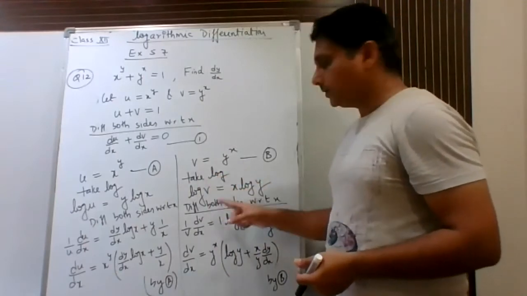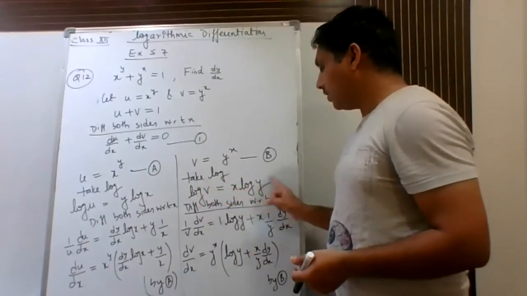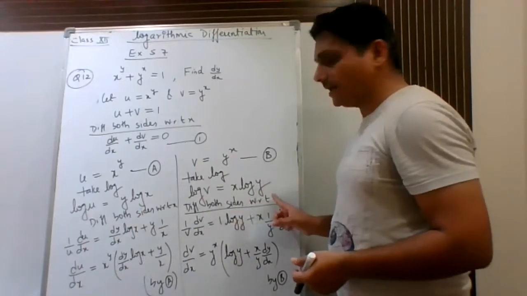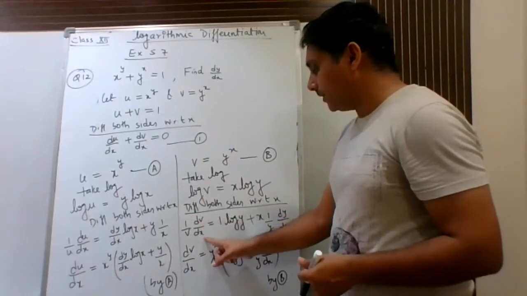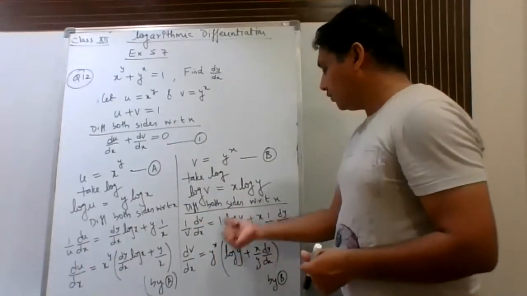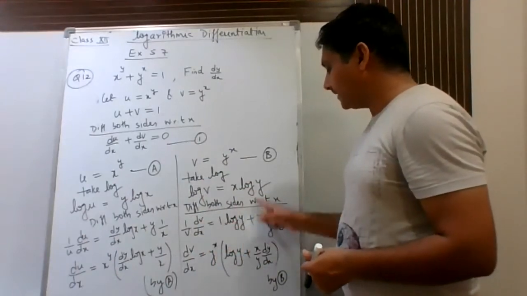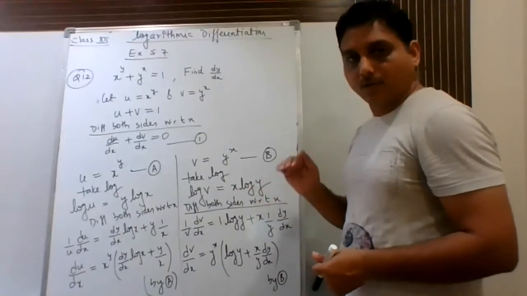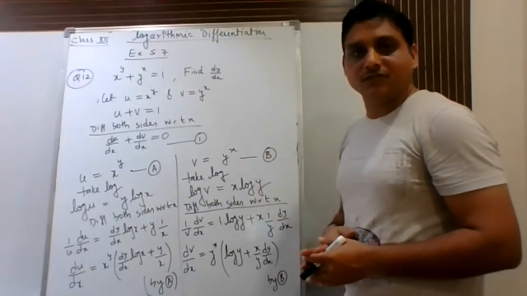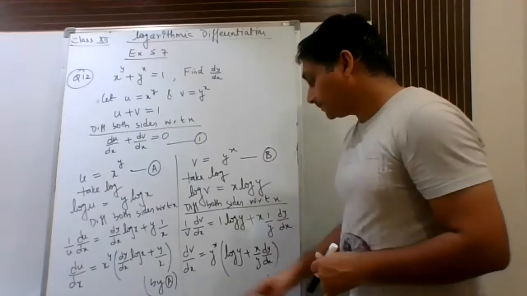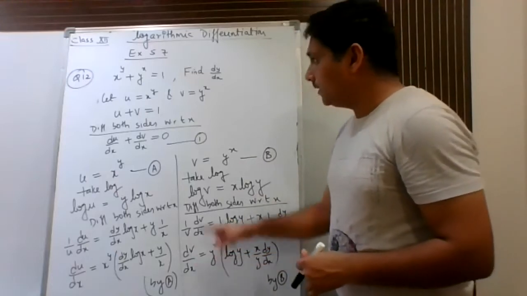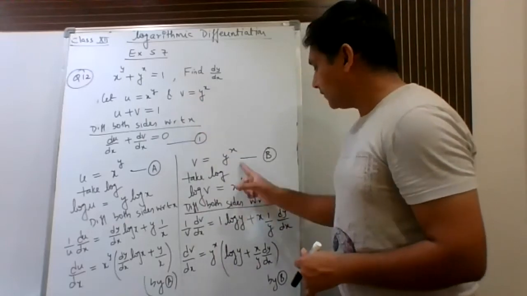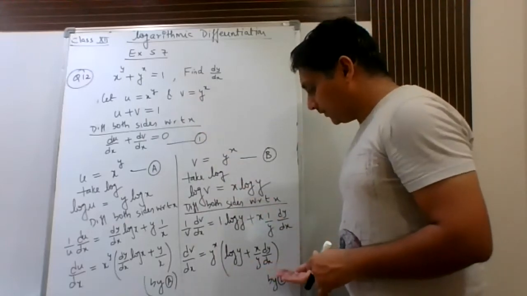Take log. So log v will be x log y. Now after that you will write differentiating both the sides with respect to x. So 1 upon v dv upon dx will be equal to 1 into log y, then x as it is, log y derivative will be 1 upon y dy upon dx because of chain rule. Yes. So just cross multiply this v and put the value of v from this expression. So this is what we will get.